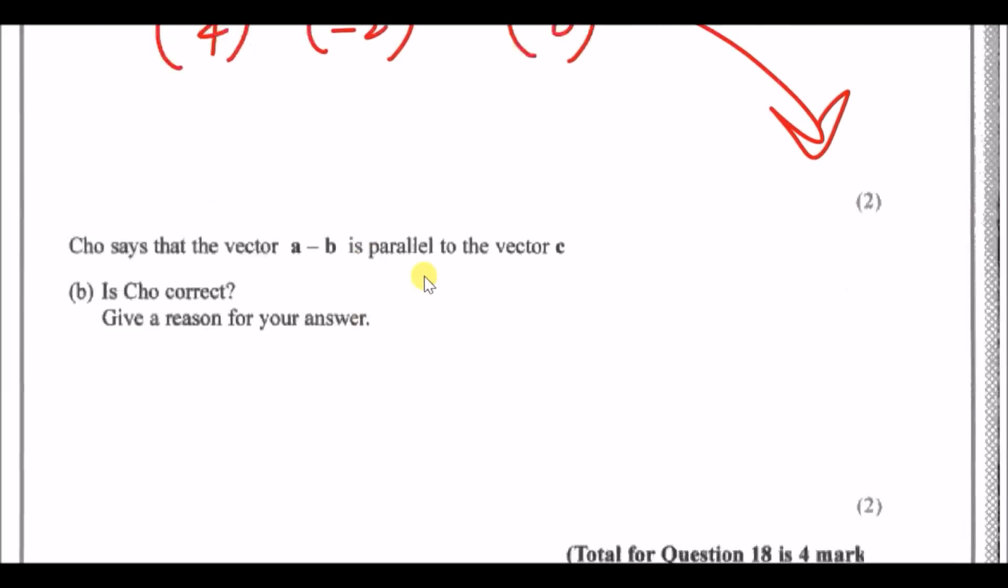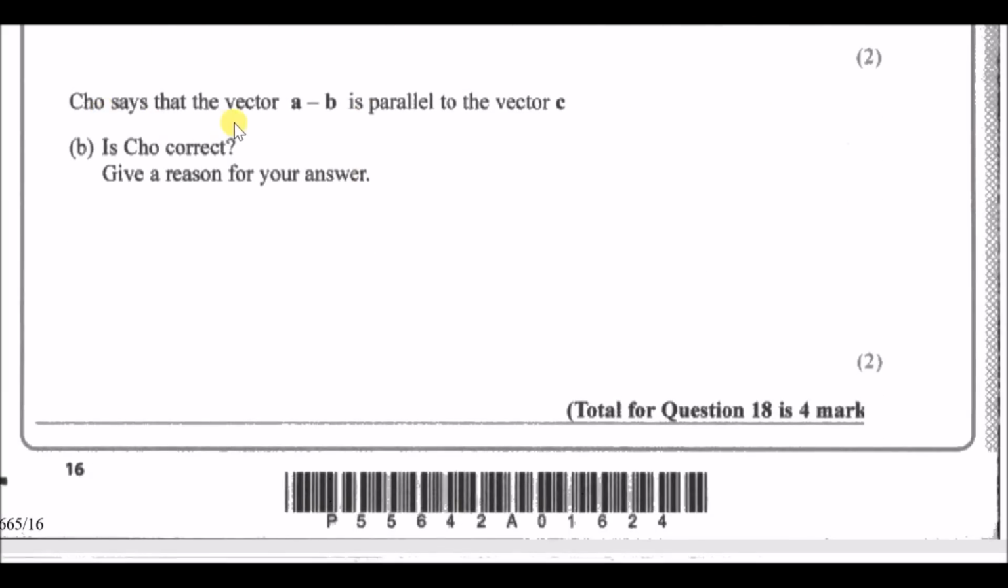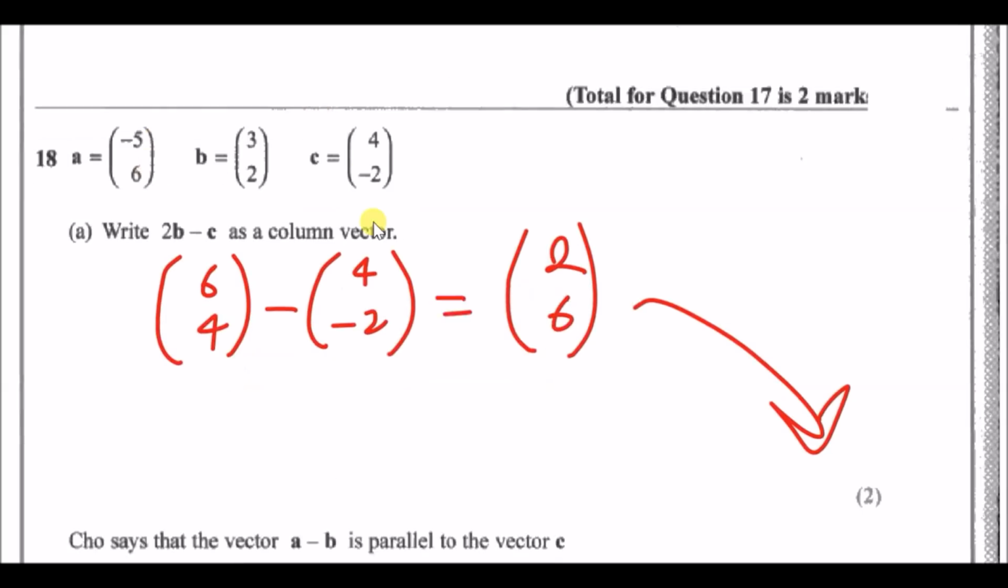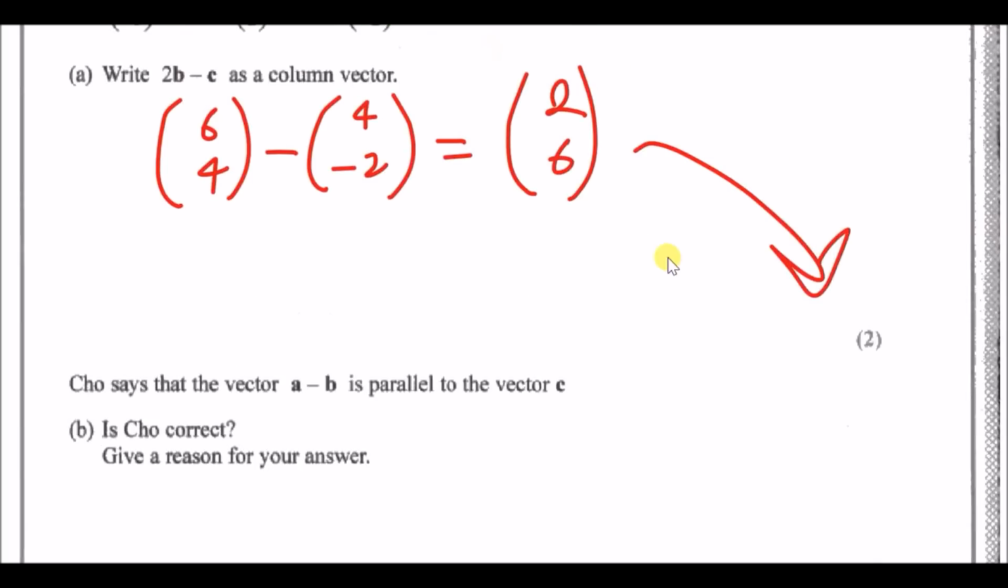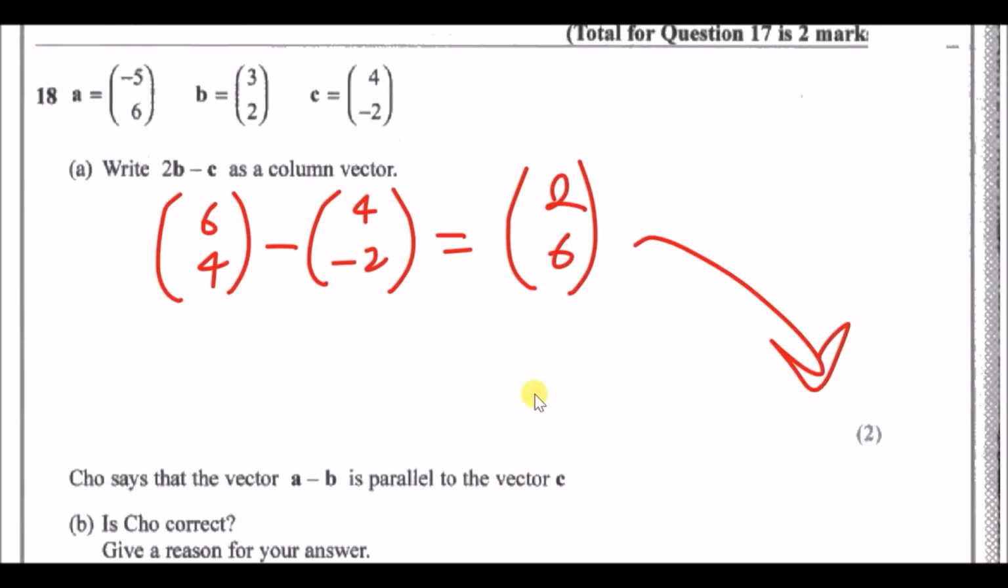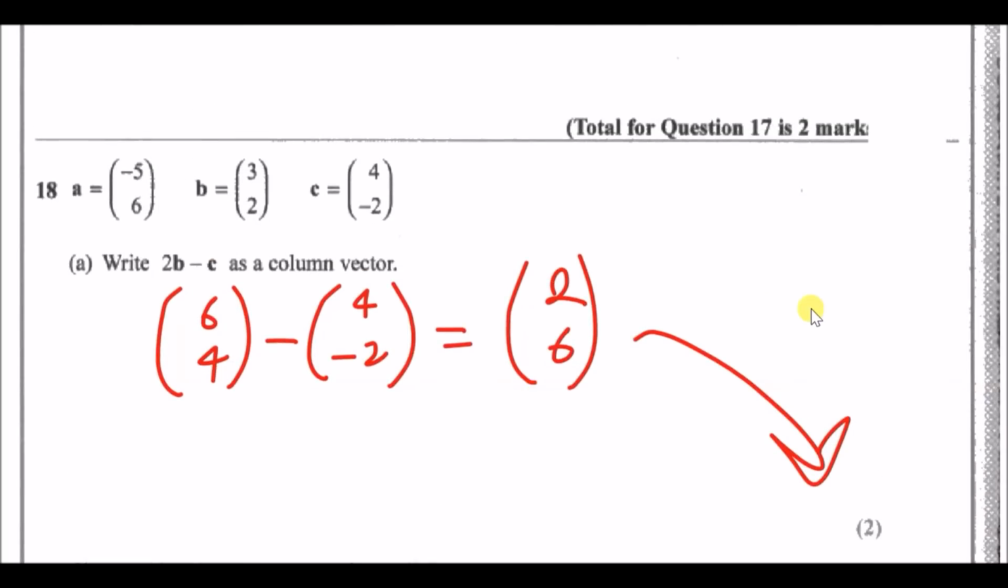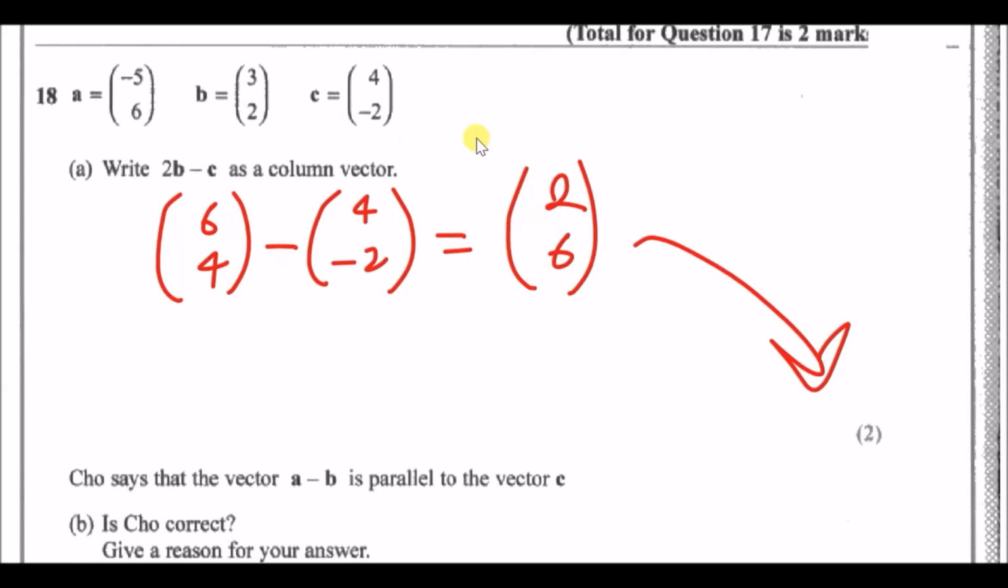Okay. Cho says that the vector a minus b, so subtracting these two, is parallel to vector c. Is Cho correct? Now, to show something is parallel, you literally need to show that a vector is proportional to another vector. In other words, it's just the same thing but multiplied by 2 or 3. But let's have a look. Let's do a minus b and see what it looks like.